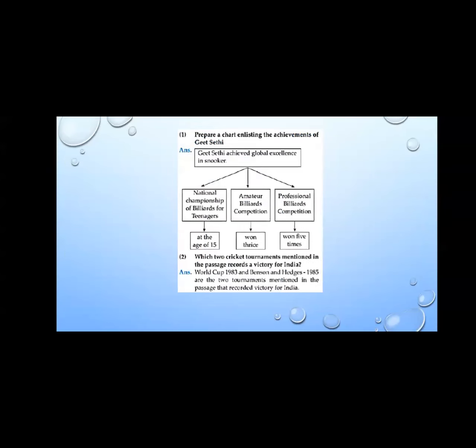And the next question is, which two cricket tournaments mentioned in the passage record a victory for India? So it's World Cup 1983, as we already know, and Benson and Hedges 1985. These are the two tournaments. You need to mention them in a full sentence. You can't just write World Cup 1983 and Benson and Hedges 1985. You need to write the answer in a full sentence: World Cup 1983 and Benson and Hedges 1985 are the two tournaments mentioned in the passage that recorded victory for India.